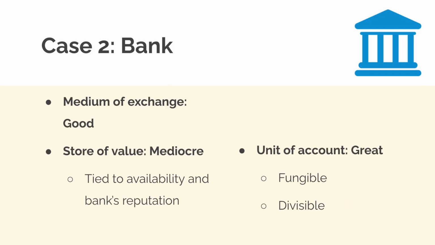Let's look at another case study. What if we use a bank as our money system? Well, the medium of exchange is good because it's trustworthy, it's secure. The store of value is mediocre because it is tied to the availability and reputation of the bank. As a unit of account, a bank is good because it's fungible and easily divisible.